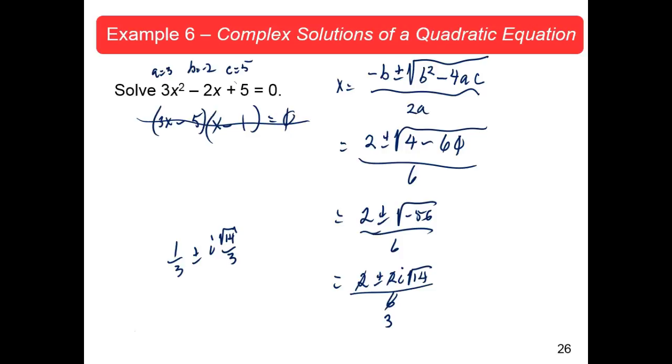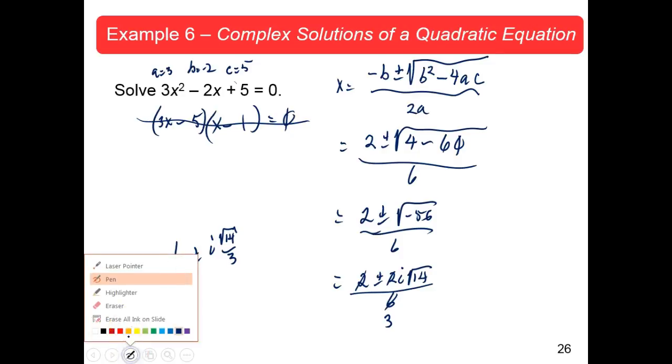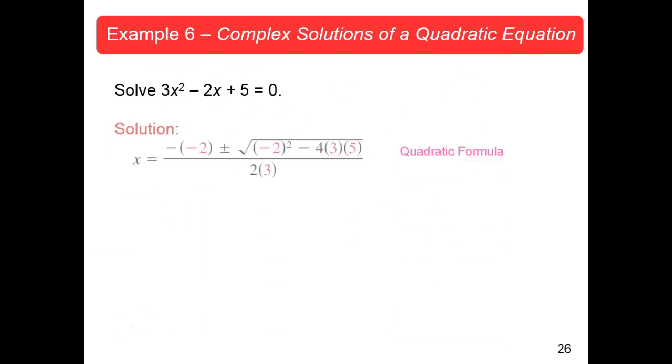The first one is 1/3 plus i times root 14 over 3. The other is 1/3 minus i times root 14 over 3, or root 14 over 3i. I wasn't going to do that, but I did it. Sorry. Okay, let's see how they do it.